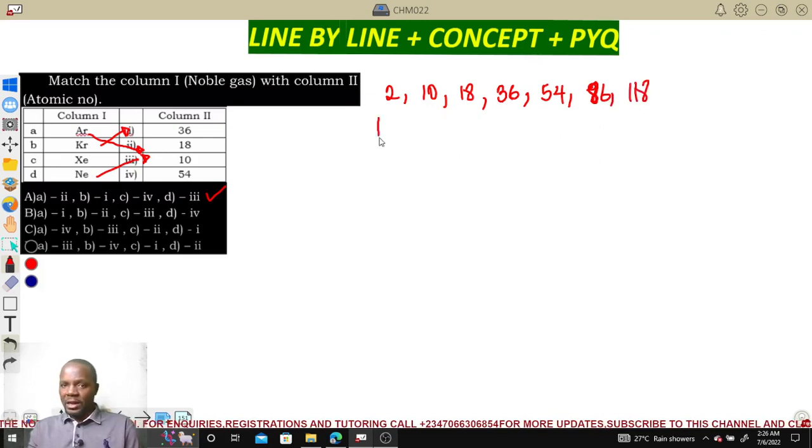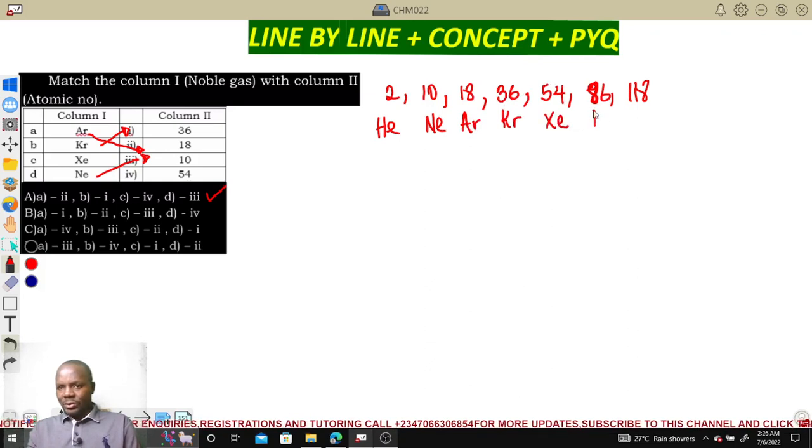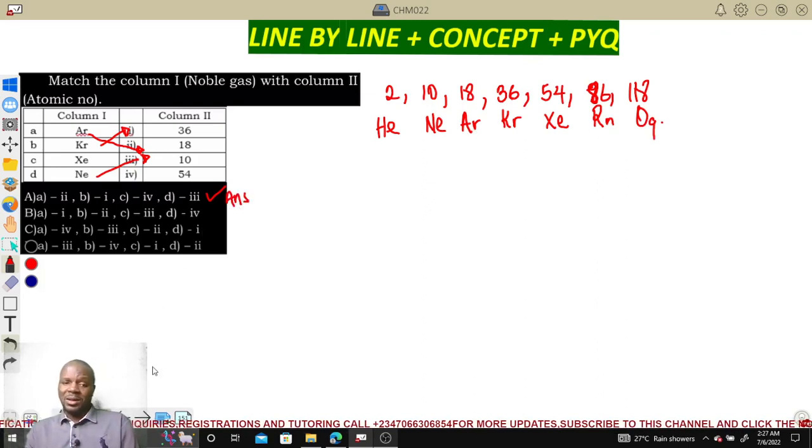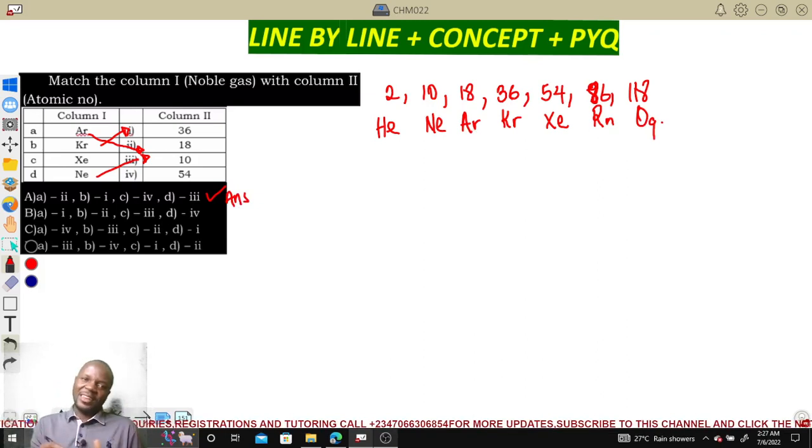So these are for your helium, neon, argon. I hope students are getting this. Helium, neon, argon, you have krypton, xenon, radon, and oganesson. So these are the atomic numbers in case you need to write them in different ways. So that is the logic to get the atomic number of elements in the periodic table.